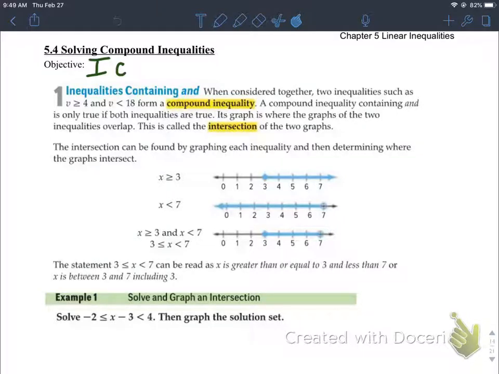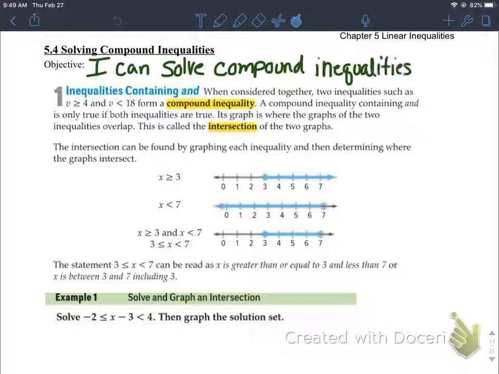Please begin by writing down your I can statement, which reads, I can solve compound inequalities and graph them. Now we are going to look at the vocabulary here, which says that when we consider together two inequalities such as v is greater than 4 and v is less than 18, they form a compound inequality.